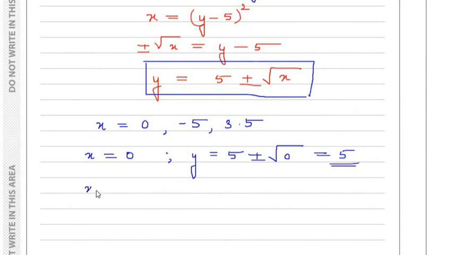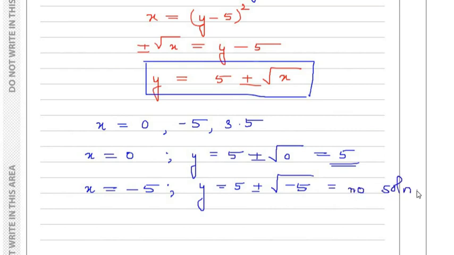Next let us take x equal to minus 5. Now we have y equals 5 plus or minus square root of minus 5, and the square root of any negative number does not exist. That's why we have to write no solution in this case. If you put this expression in your calculator, it will show you a syntax error. So there is no solution whenever there is a square root of a negative number.